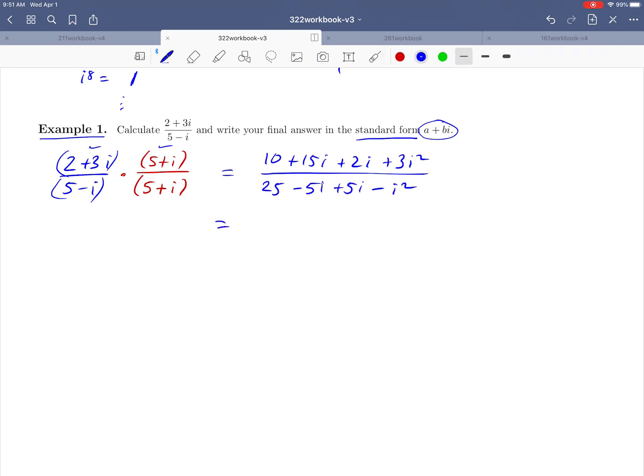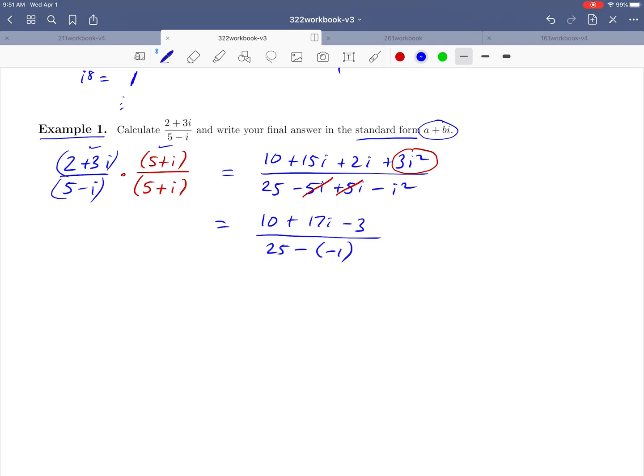Okay, what does that simplify to? Well, we can do a little simplifying in the numerator. 15i plus 2i is 17i. What is 3i squared? Well, above, we noticed that i squared is negative 1, and so 3i squared should just be negative 3, a real number. And notice that down below something kind of nice happens. We've got a minus 5i plus a 5i. Those go away. And what's left over? 25 minus i squared. And again, i squared is negative 1.